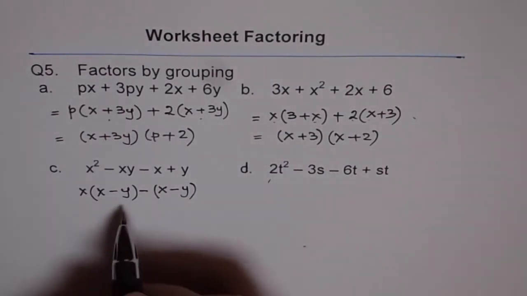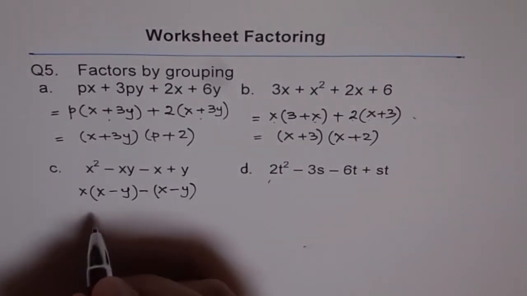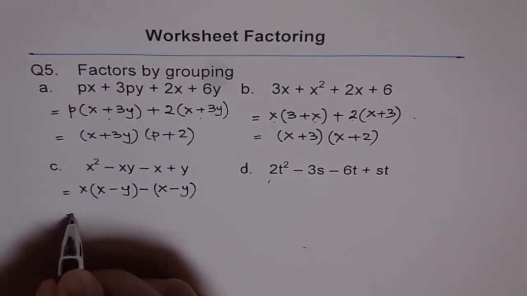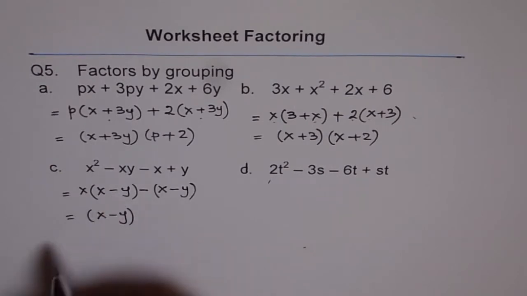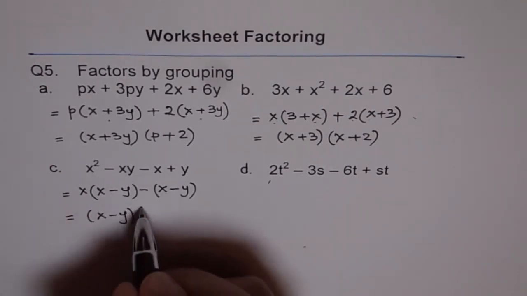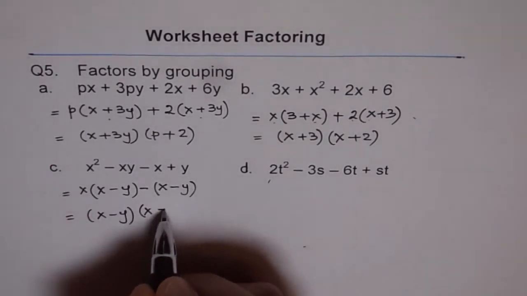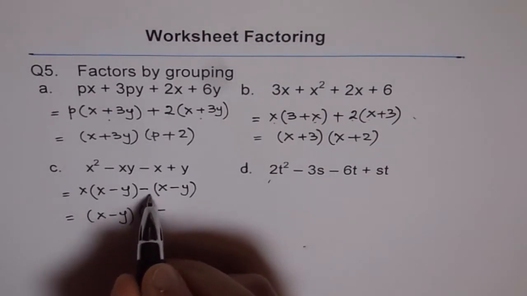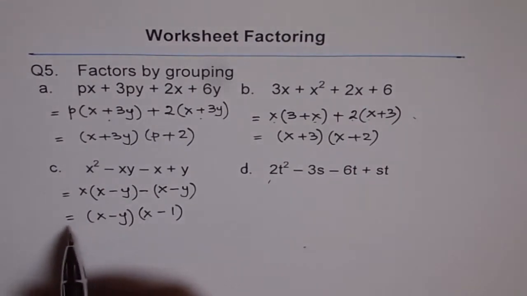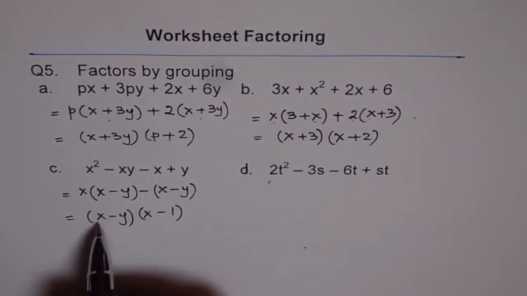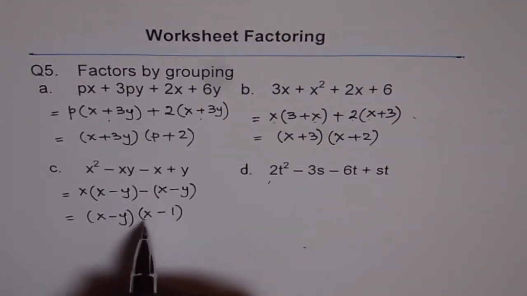as a term. Now x − y is a common factor. So we can write this as (x − y). If we divide this by x − y, we are left with x here. And minus of what? Number 1. That is a good understanding. Now, so we get final answer as (x − y)(x − 1).